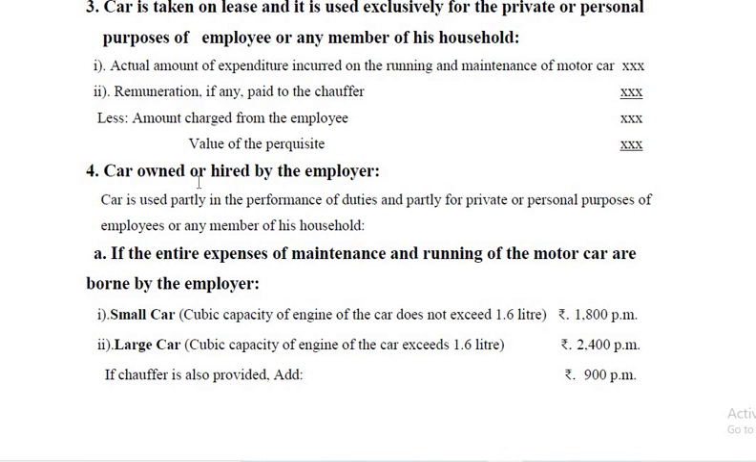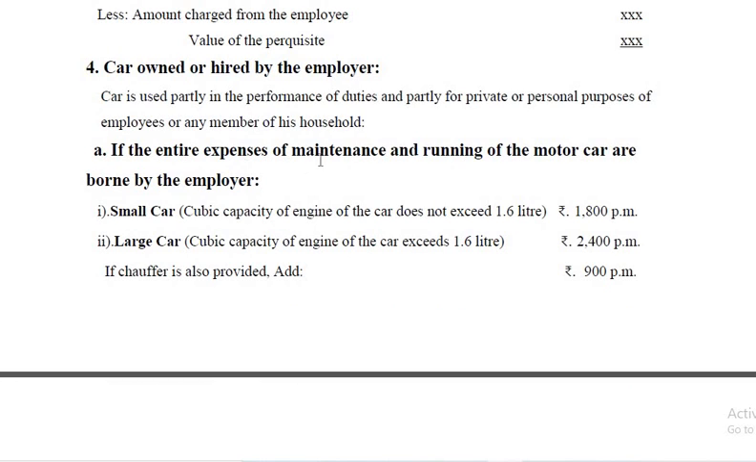Look at the fourth one. The car is owned or hired by the employer, and the car is used partly in the performance of his duties and partly for private or personal purposes of either the employee himself or any member of his household. So it may be owned or taken on lease, but used both for official purpose as well as personal or private purpose. Here it matters who bears the running and maintenance expenses. If the expenses are borne by the employer, then again the question is whether the car is a bigger one or a smaller one. If the car is small, now how do you define a small car?